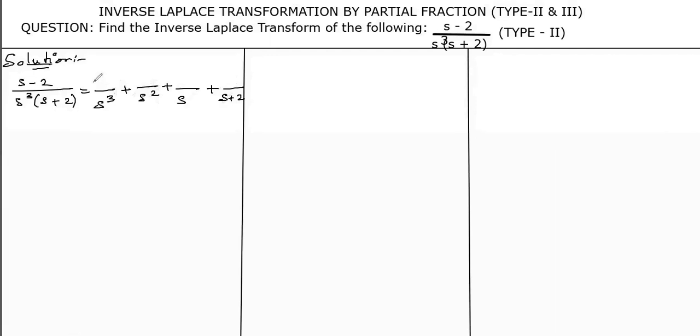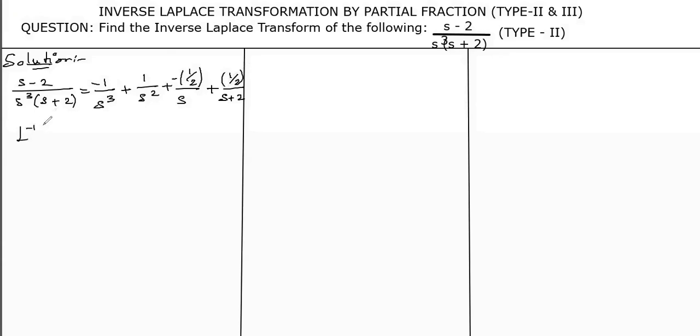The value of a is negative 1. So negative 1 over s cube, and the value of b is positive 1. So plus 1 over s square. The value of c is minus 1 over 2. So minus 1 over 2. And the value of d is 1 over 2. So it will be like 1 over 2. Now we will apply the Laplace inverse here.